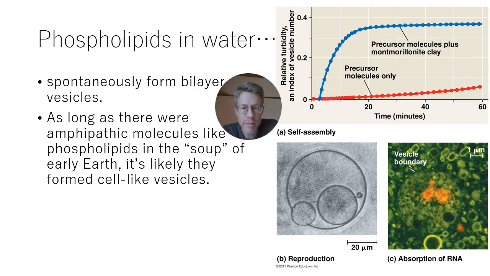And so maybe phospholipids existed in the environment at that time. Maybe they formed through processes similar to those that were tested by Miller and Urey. And if they did exist, they would form these vesicles. We know that because we see them form vesicles today. Maybe they were different molecules, but as long as they were amphipathic, it's likely that that would have occurred.